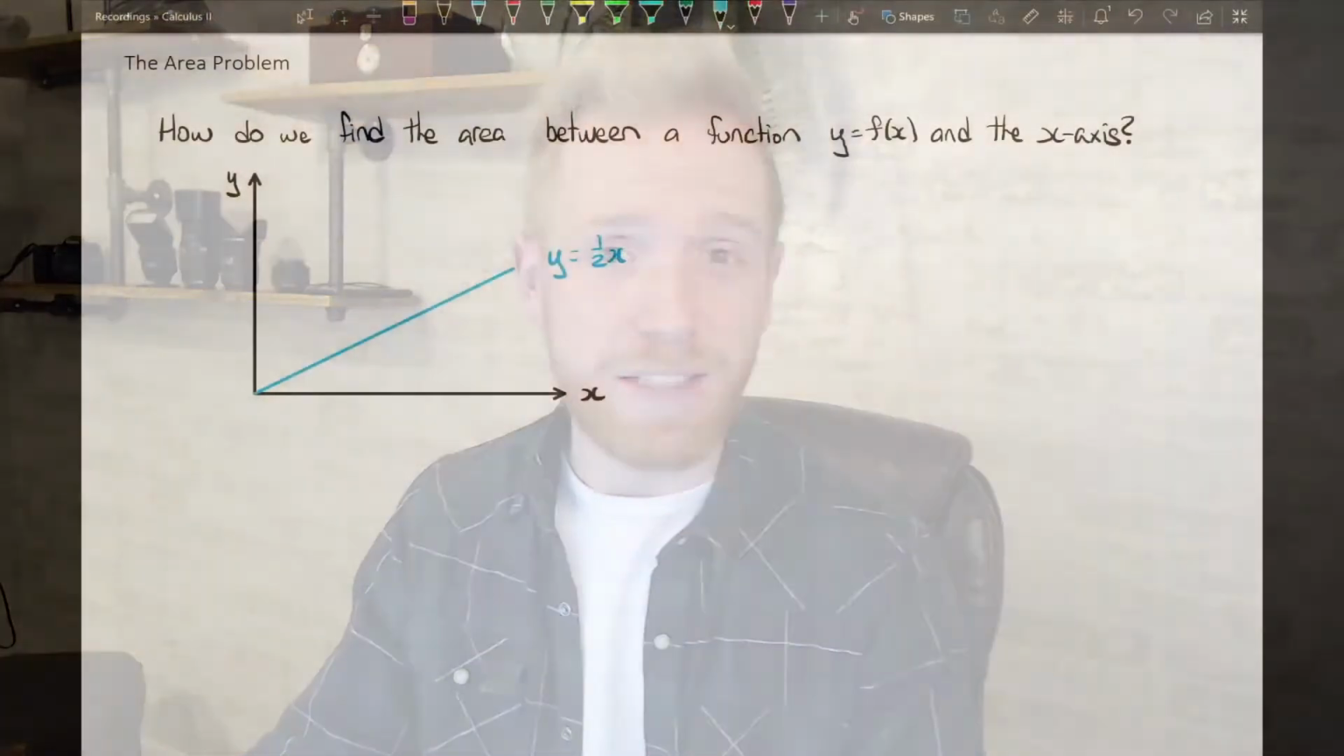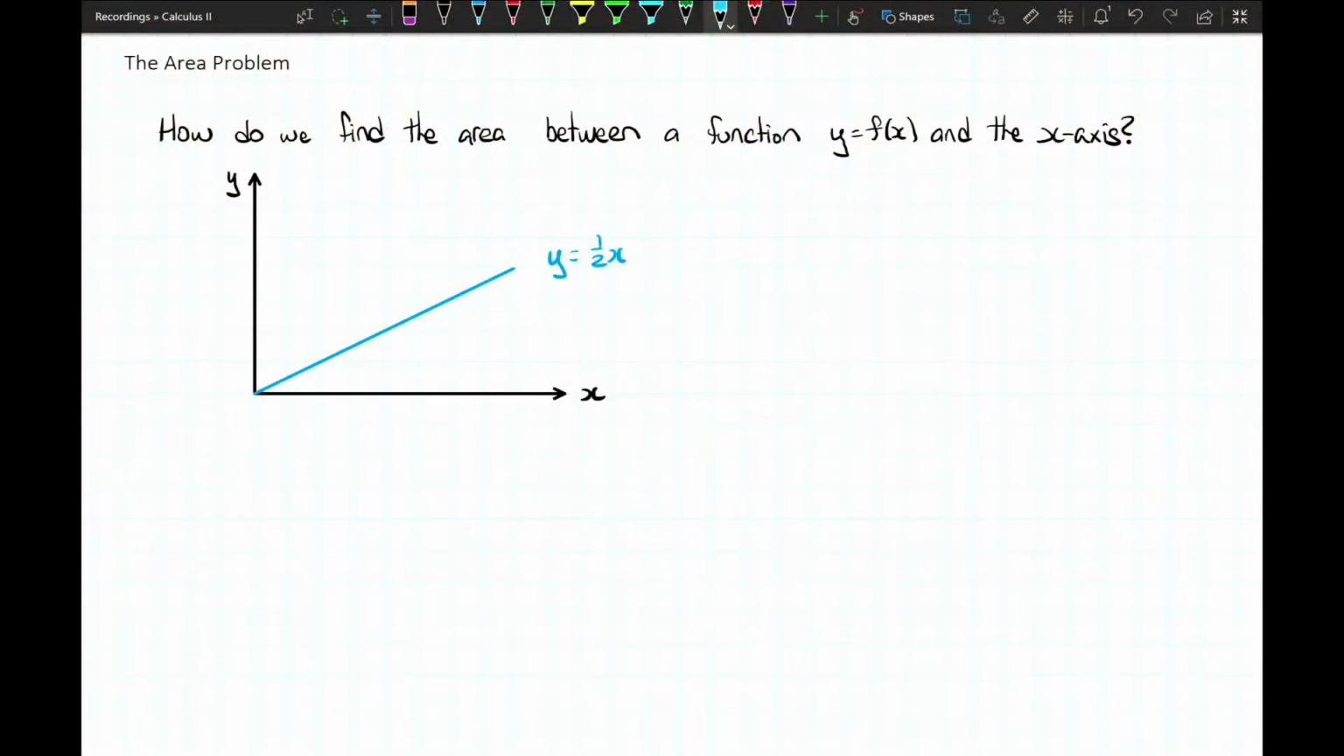So let's take a look at an example. What we're really looking at here is how do we find the area between some kind of function like y equals f of x and the x-axis. So it's an area bounded by these two lines in this case. I've got the line y equals 1/2 x, and then we've got the horizontal line y equals 0, which represents the x-axis. Now I need to have some sort of boundary here. I could pick an interval such as maybe from 0 to 4. Now that would just give me the area of this triangle.